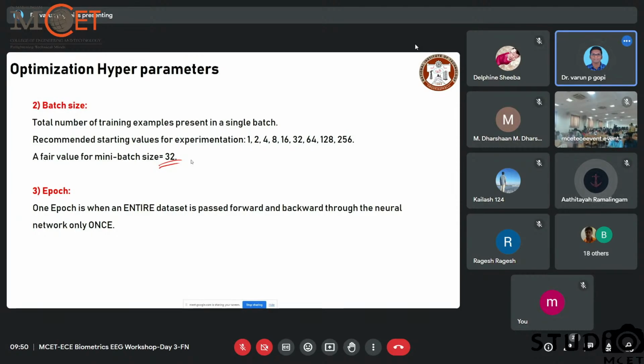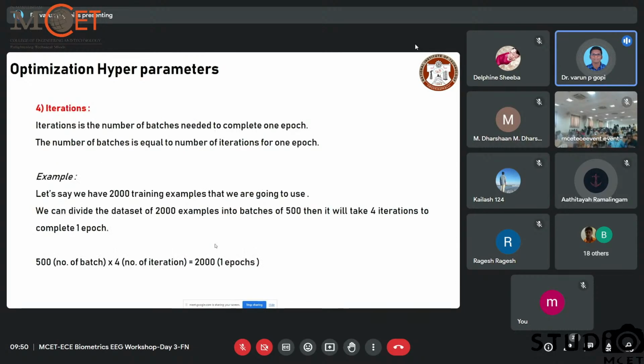Epochs: one epoch is when an entire data set is passed forward and backward through the entire neural network only once. For example, consider that you have 2000 image samples. When you pass the 2000 samples forward and backward through a network, that is known as one epoch. Now, iterations is the number of batches needed to complete one epoch. So the number of batches is equal to the number of iterations for one epoch. I will explain this better with an example.